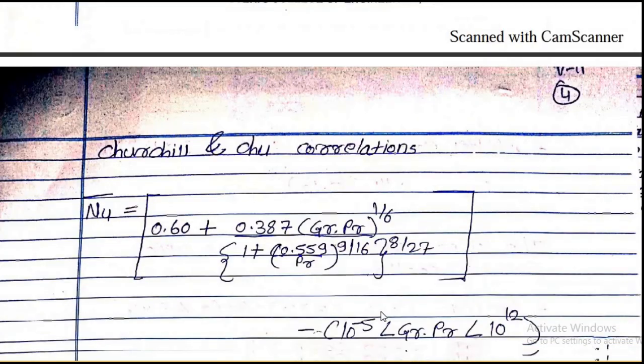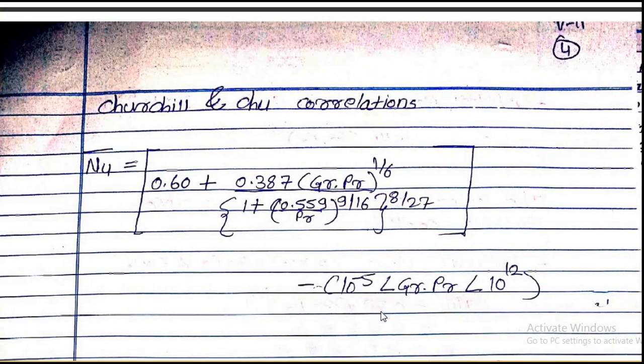Now the Churchill and Chu correlation is one kind of relation whose range is very much wider. This equation, the Churchill and Chu equation, can be applicable for the product of Grashof number and Prandtl number between 10 raised to minus 5 and 10 raised to 12. So if the product of Grashof number and Prandtl number is greater than 10 raised to minus 5 and less than 10 raised to 12, then we can use the Churchill and Chu correlation.